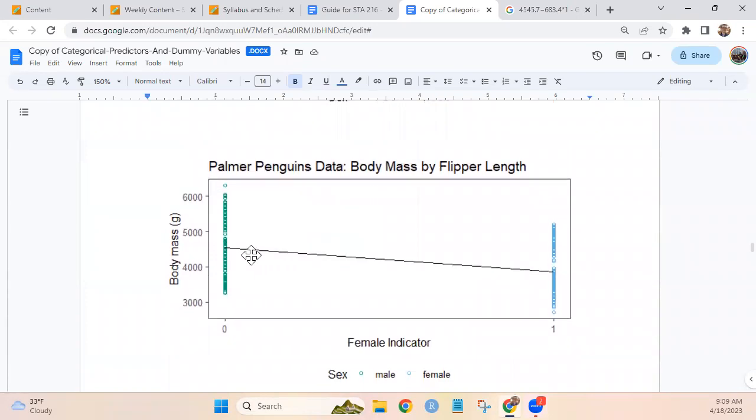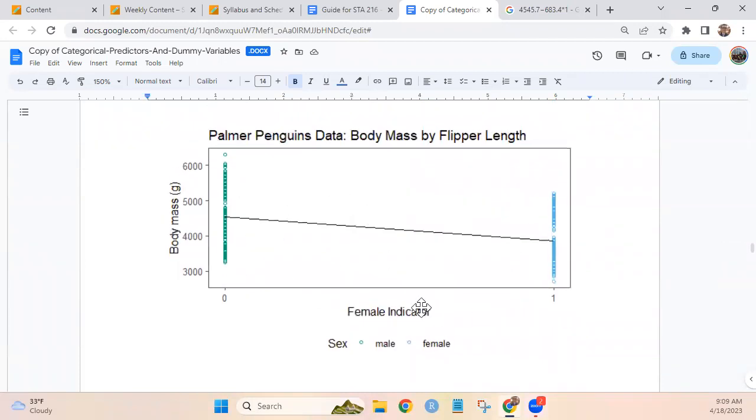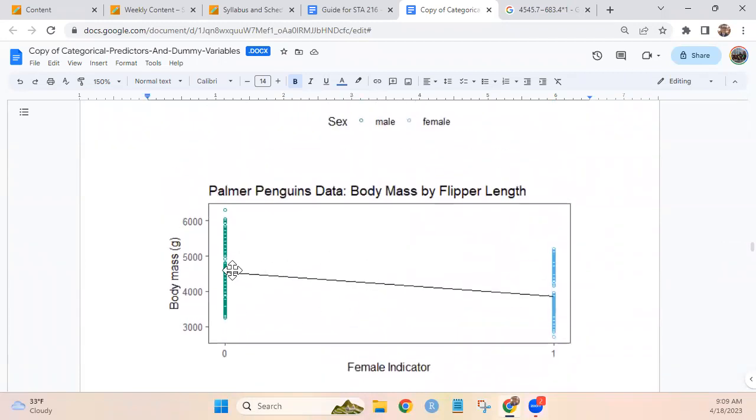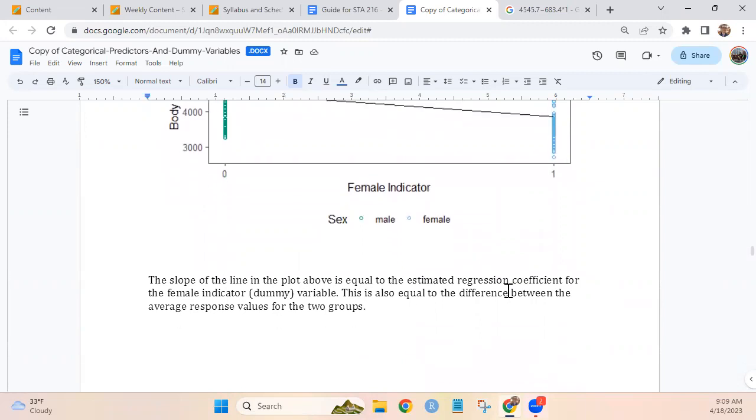So there are a lot of things going on in this plot. You have that slope that shows up, the y-intercept, and also the point at which it connects each of the two groups is the sample mean for each group. Right where it touches here, this is the sample mean body mass for the males, and right down here is the sample mean body mass for the female penguins. So that's another way to view it, where it's still just a regular simple linear regression, with nicely interpretable aspects.